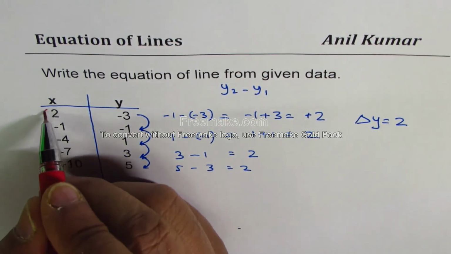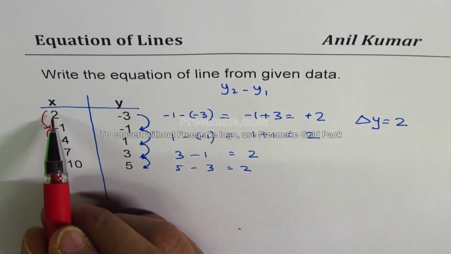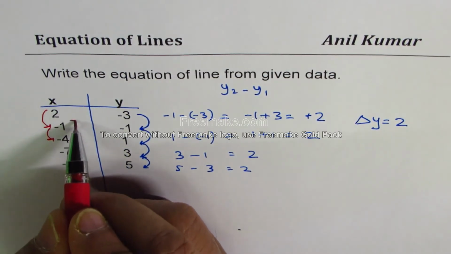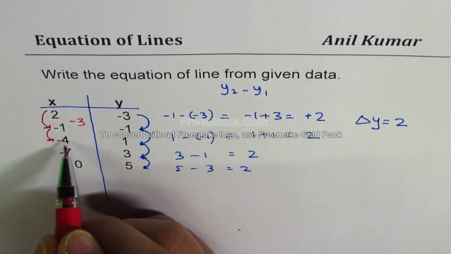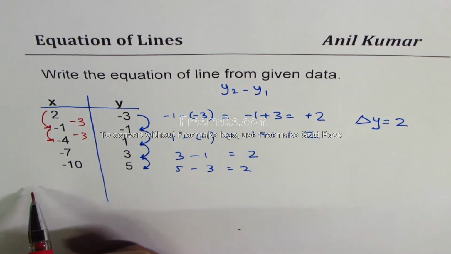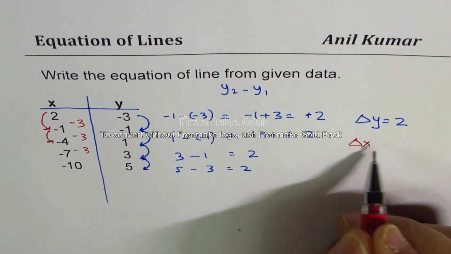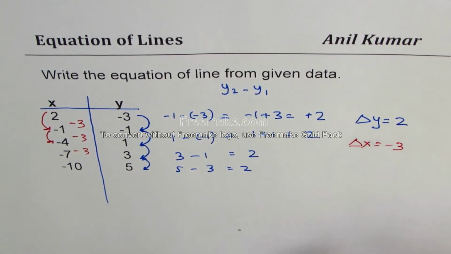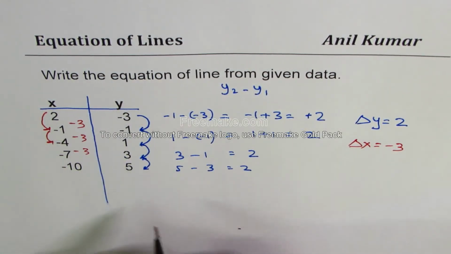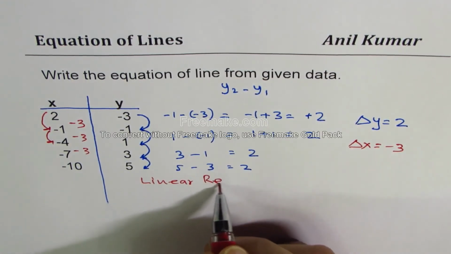Now let's check the change in x values. So in x values, from 2 to minus 1, what do we get? We have to go down by minus 3. Now similarly, from minus 1 to minus 4, we again go down by minus 3. So we get a constant change in x. So change in x is minus 3. Since both the changes are constant, we could represent this as a linear relation, correct?